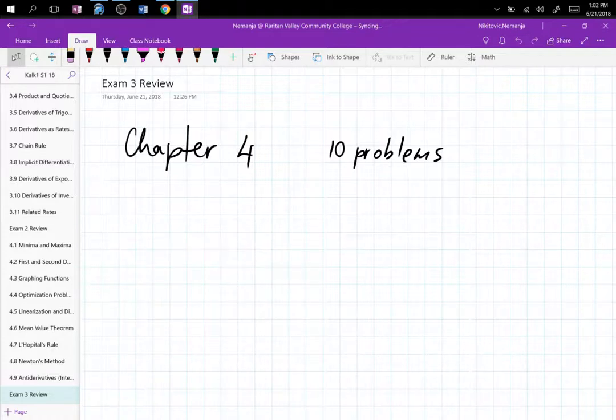We have application of derivatives. Now, it's important for you to write down that there will be a separate problem for the first derivative test, where you have to write the conclusion of it. Second derivative test, separate problem. And then a separate problem for min-max, and a word problem for optimization. So that's already 4 problems.